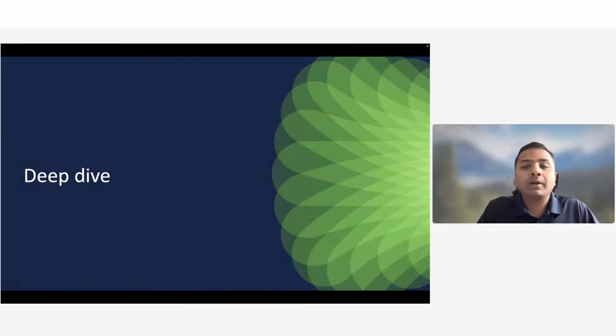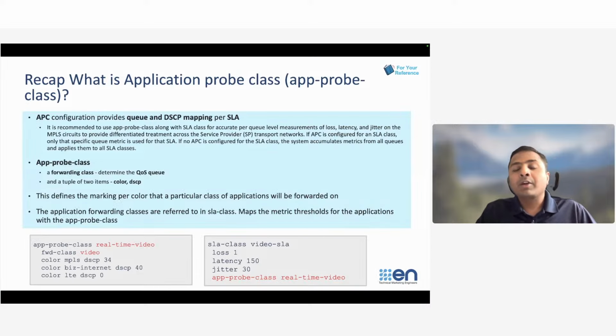Now, let's look at the deep dive on enhanced application-aware routing. Just a quick recap of what an application probe class is, and this has been there since the 20.4 release in our SD-WAN solution. So app probe class provides a queue and DSCP mapping to an SLA. By doing that, we can do more granular per queue measurements at a queue level and at a DSCP level, and at a WAN transport level, because of this mapping we provide.